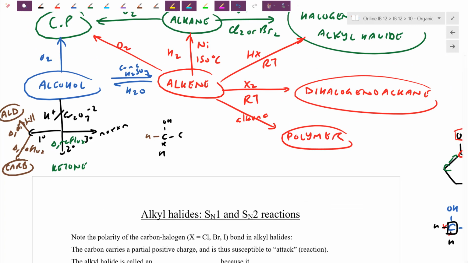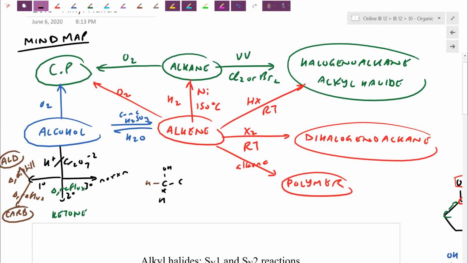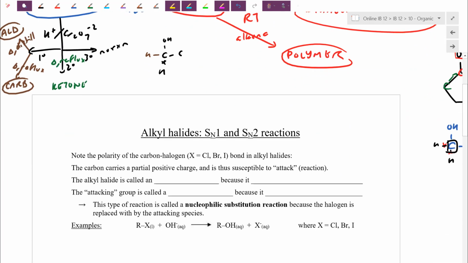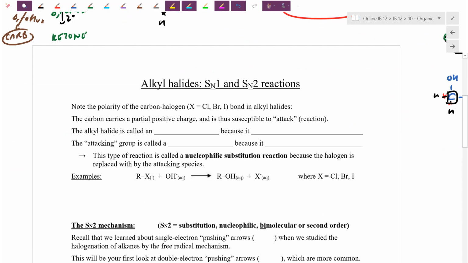Again, let's just place ourselves here. We did alcohols previously. We're now focusing on alkyl halides or halogen alkanes. These are already substituted alkanes. We're going to find that it's actually that substitution portion of it that allows it to react. So with alkyl halides, we're going to run into something called an Sn1 and an Sn2 type mechanism.